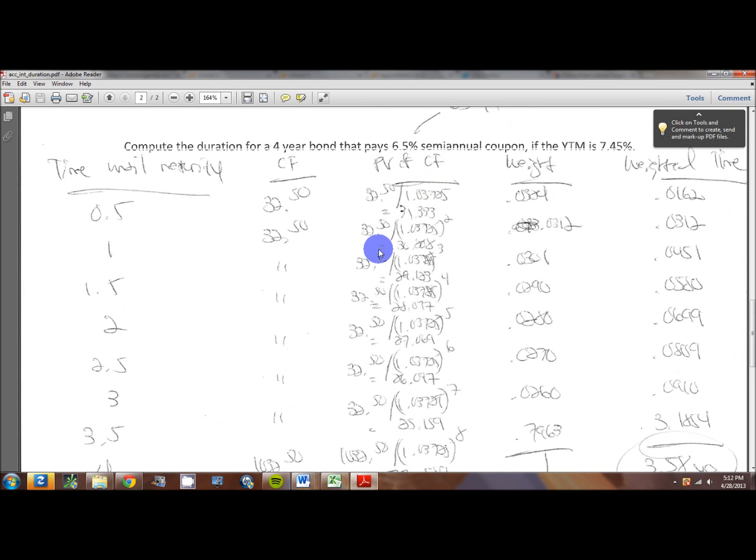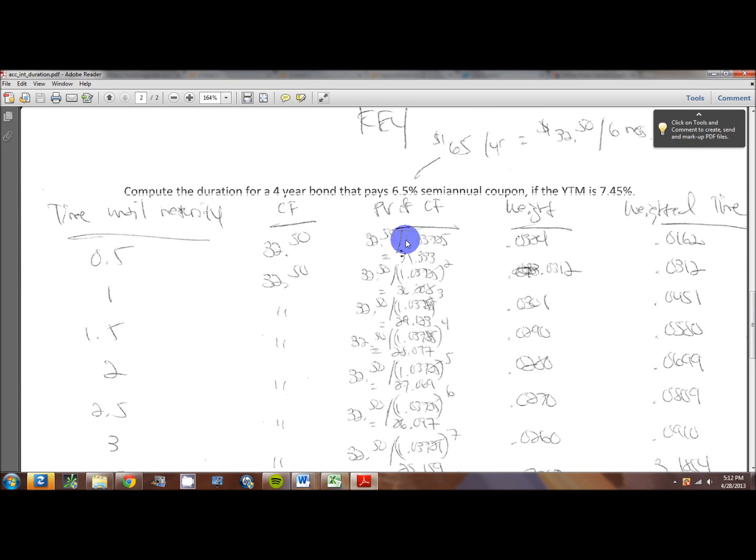And then to find the present value of those cash flows, you just use the basic present value formula, which is PV equals future value divided by 1 plus i raised to the n. So we're just repeating that formula over and over again. One thing to note, though, and this is probably where most students would make mistakes on this problem: your yield to maturity is 7.45%. That is also an annual number. Since your cash flows are semi-annual, you need to be discounting at a semi-annual rate.